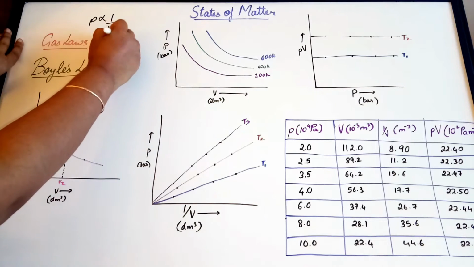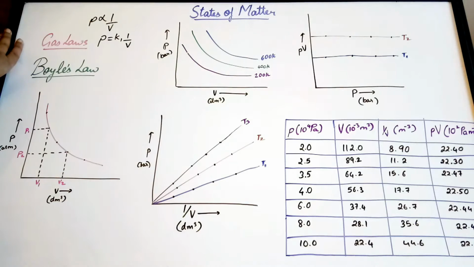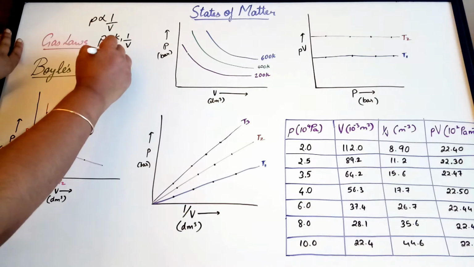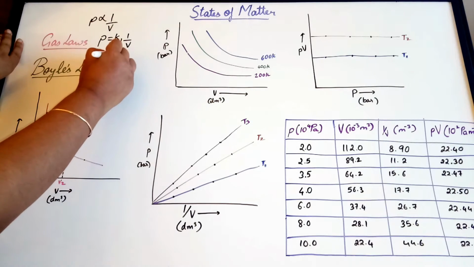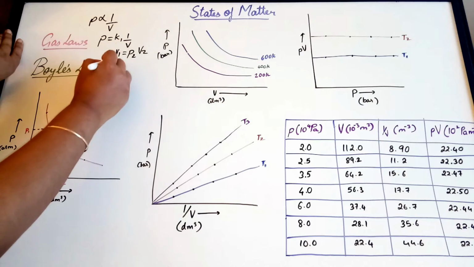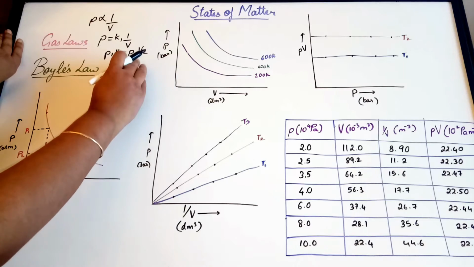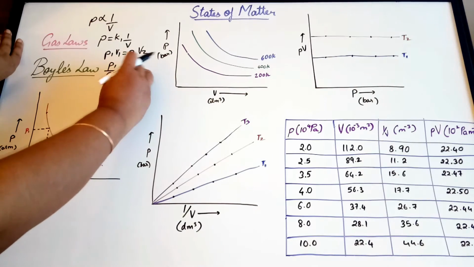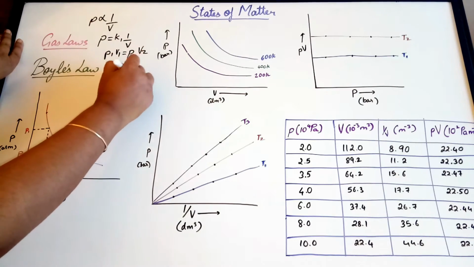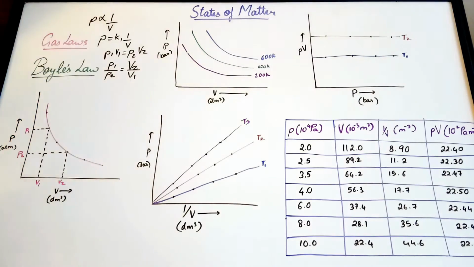So P equals K1 into 1 by V. We had also learned about the variation of volume and pressure as P1 into V1 equals P2 into V2. So P1 by P2 equals V2 by V1. For a clearer understanding of these equations, do check out that video. But these are the equations that we had learned.